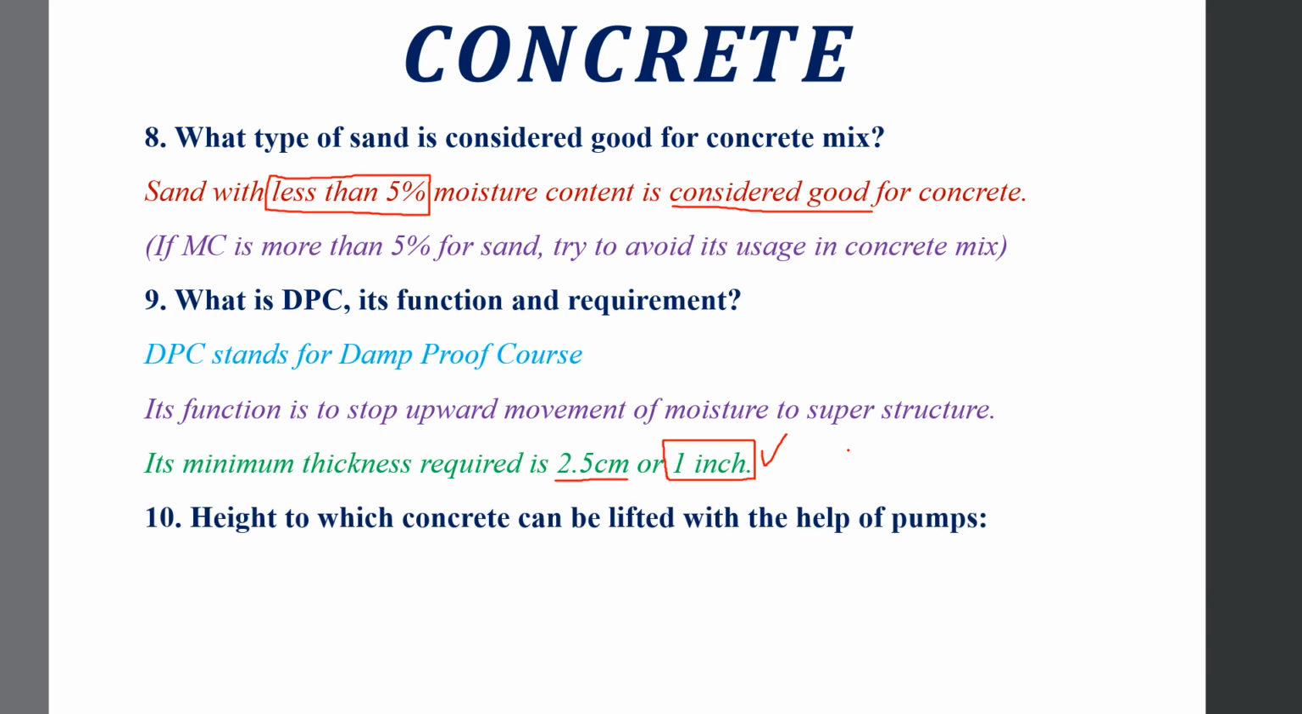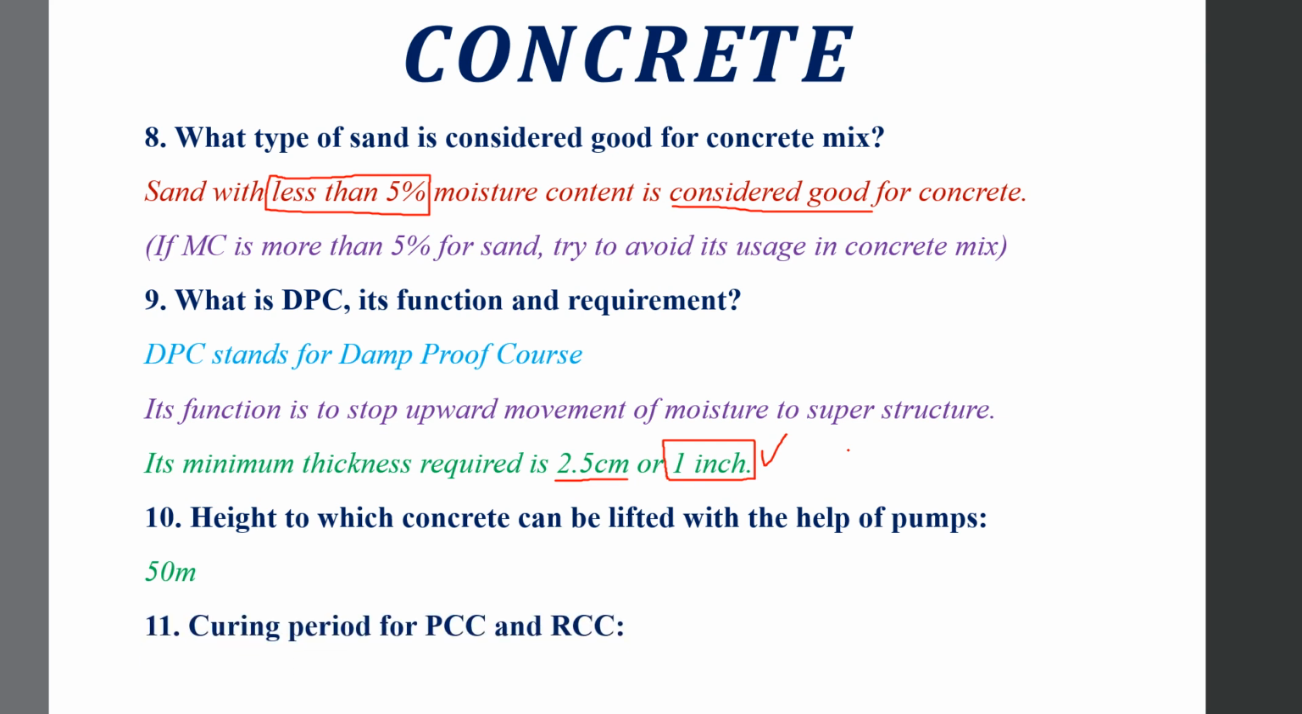The 10th point is the height to which concrete can be lifted with the help of a pump. That is simply 50 meters. You can lift design mix concrete with the help of pumps to a maximum height of 50 meters. You cannot lift concrete more than 50 meters high with the help of pumps.